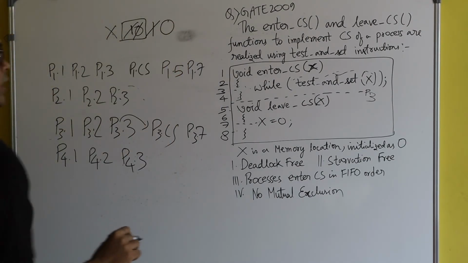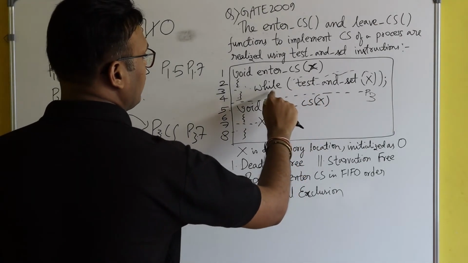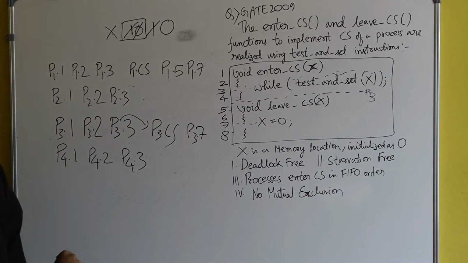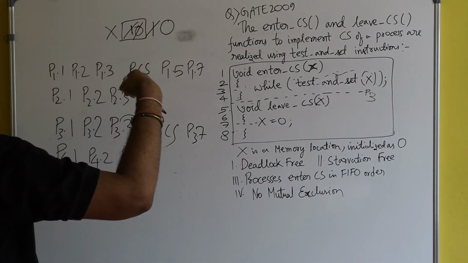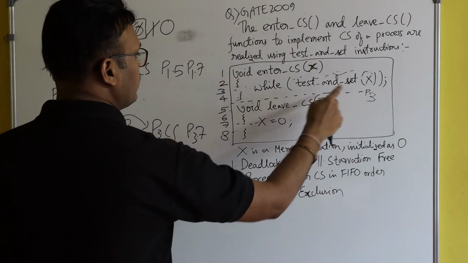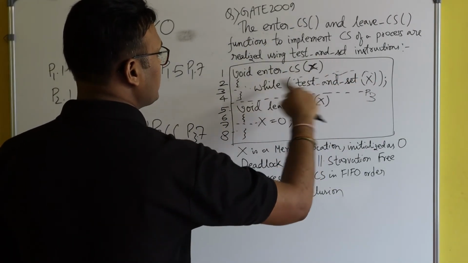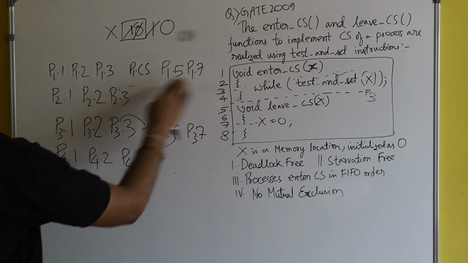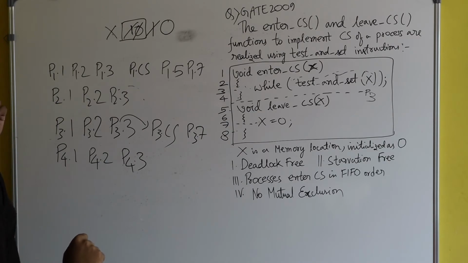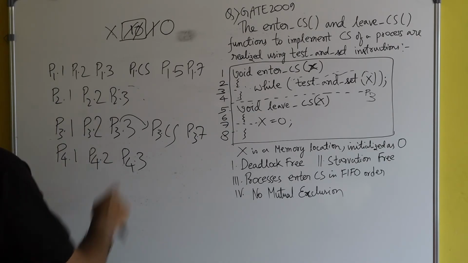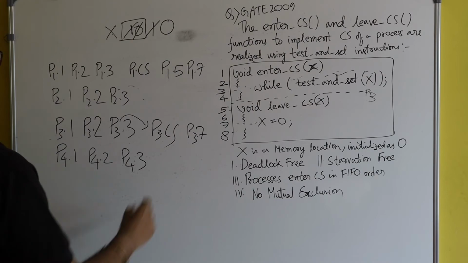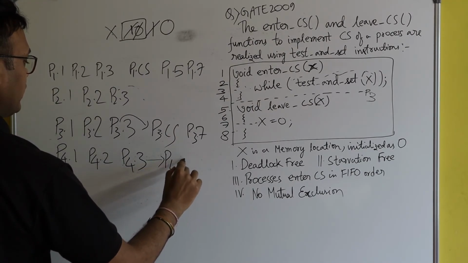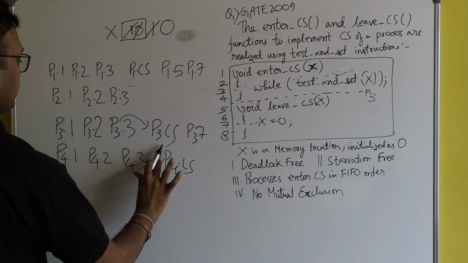Since the value of x became 0, it means that while test and set, 0 is passed to the test and set function. So the test and set function will return 0 here. So when 0 is returned here, this while loop will be broken. So if this while loop is broken, then P2 should enter inside the critical section. But it is possible that before P2 could enter inside the critical section, P4 will enter. P4 will enter inside the critical section, P4.cs.